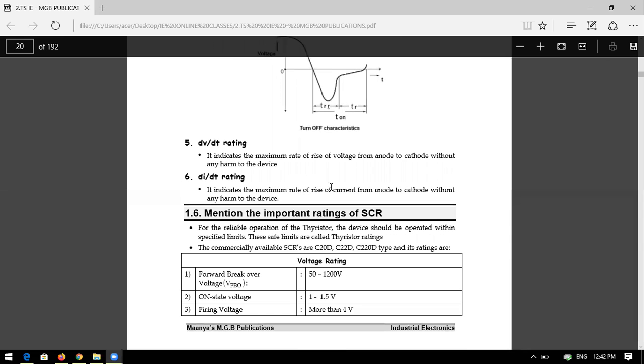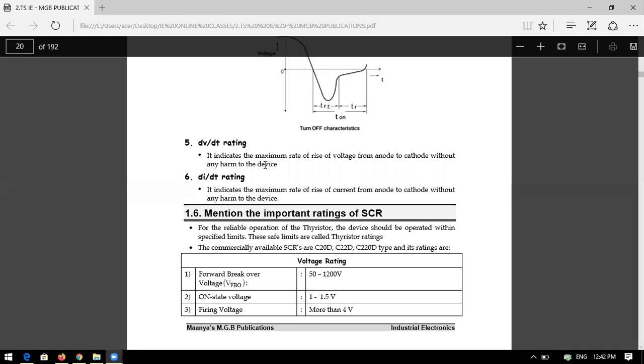Okay, so what is the dv by dt rating? These two are both important, and they are exclusively for a thyristor only, not for your diode or a transistor. You will not find the dv by dt rating and di by dt rating there. They are present only for a thyristor or SCR. The dv by dt rating indicates the maximum rate of rise of voltage from anode to cathode without any harm to the device.